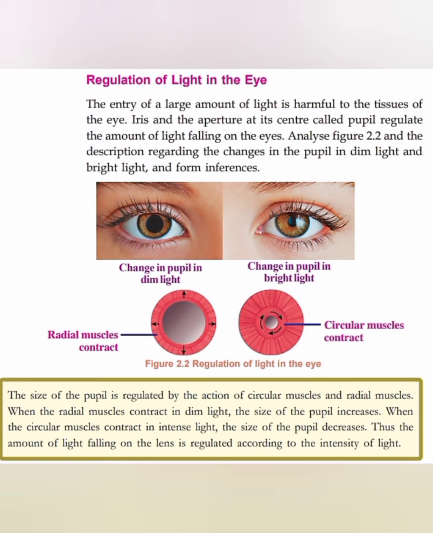What have we discussed? The regulation of light in the eye, and it is carried out by radial muscles and circular muscles. What happens in dim light? In dim light, which muscle contracts? Radial muscle contracts. And in intense light, which muscle contracts? Circular muscle contracts. And what happens to the pupil in dim light? The size of the pupil increases. In intense light, the size decreases.